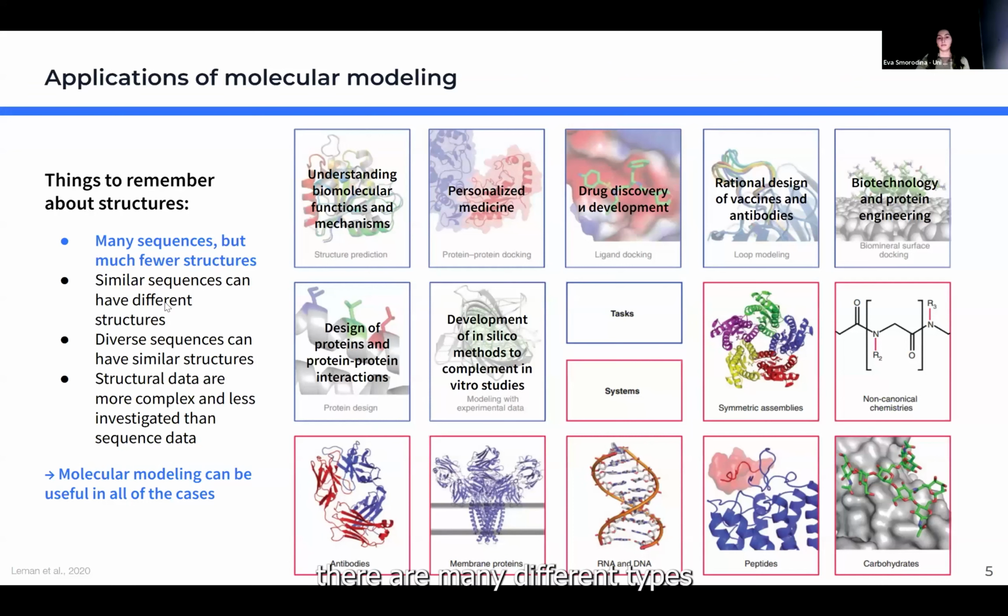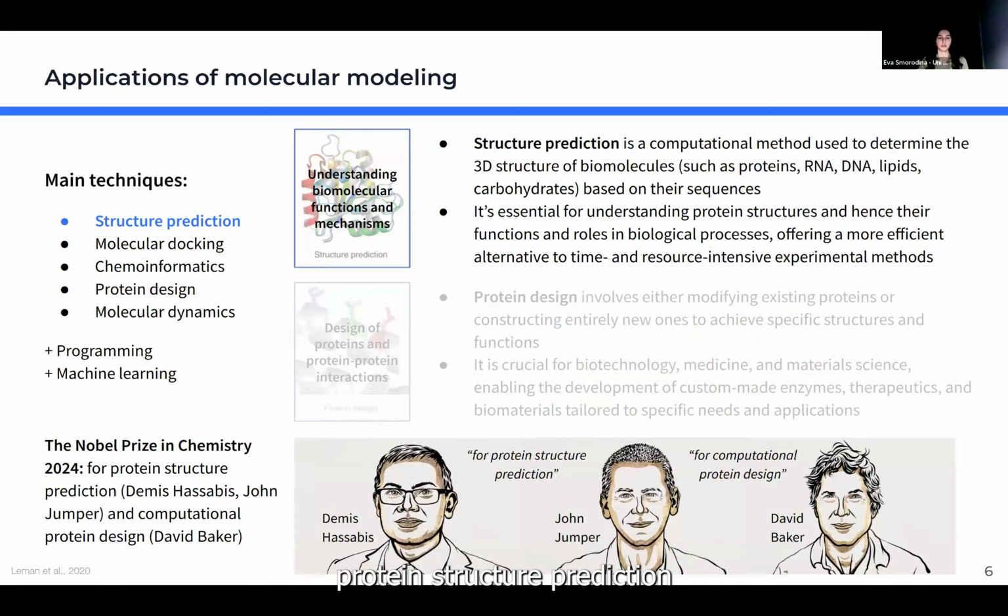On the slide, you can see that there are many different types of molecular modeling tasks that address very different types of systems. You can address drug design problems, protein structure prediction, personalized medicine, and work with proteins, RNA, DNA, and many other systems. But today we will focus only on two of the tasks for molecular modeling. It's protein structure prediction and protein design. And by the way, the Nobel Prize in Chemistry in 2024 was awarded for protein structure prediction and computational protein design. So both of these topics are very important and trendy right now.